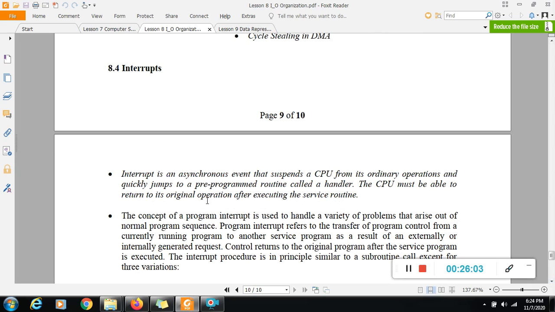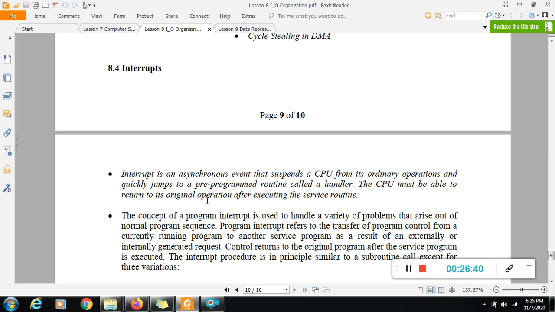Now interrupts. I think we had covered interrupts when we were discussing the fetch-execute cycle. An interrupt is an asynchronous event that suspends the CPU from its ordinary operation and quickly jumps to a pre-programmed routine called a handler. The CPU must be able to return to its original operation after executing the service routine. That concept of a program interrupt is used to handle a variety of problems that arise out of normal program sequence. Program interrupts refer to the transfer of program control from a currently running program to another service program as a result of an externally or internally generated request. Control returns to the original program after the service program is executed.